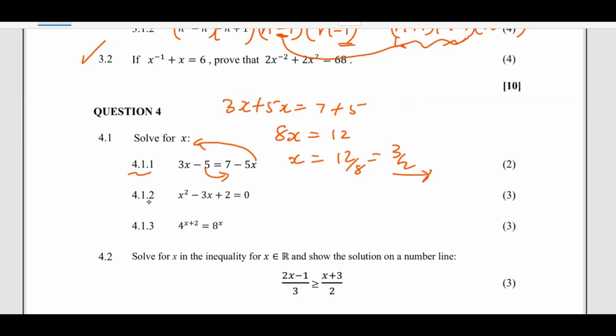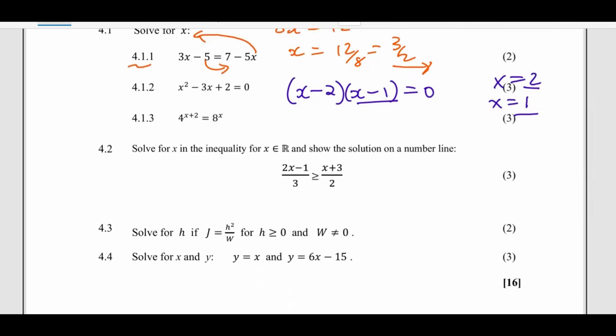Then number 4.1.2 is a quadratic. Remember, with a quadratic we need 2 answers. So that is x minus 2, x minus 1. This bracket gives us x to be 2, and this bracket gives us x to be 1. So those are the 2 answers as well. Remember, it's the product and the sum.